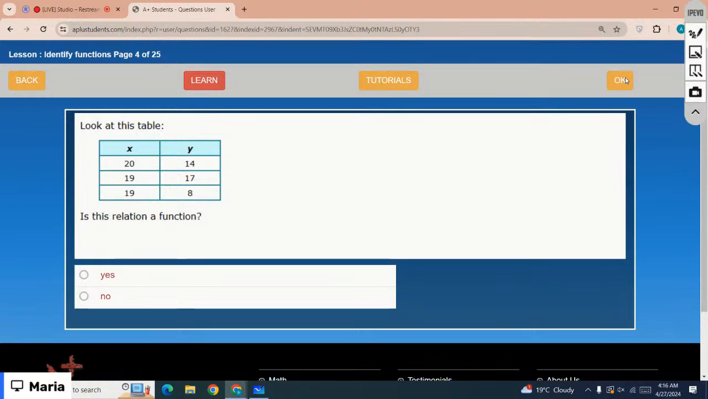Look at this table. Is this relation a function? Which is the correct option? The correct option is no, because you can see you have x value 19 twice, two same values for x, right? So a function is one in which for each value of x you have only one value of y. So the correct option is no.